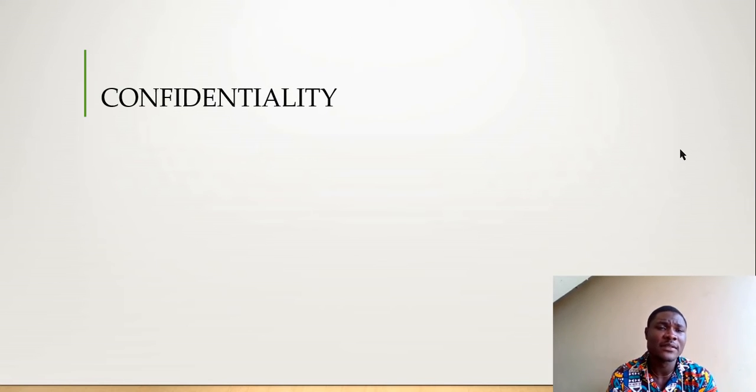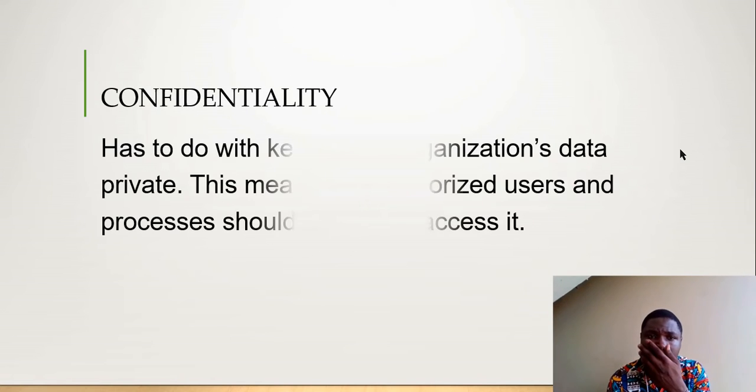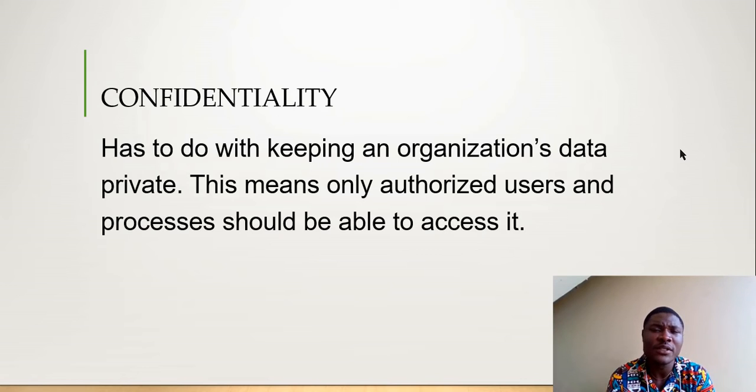Now, let's have a look at confidentiality. Confidentiality has to do with keeping an organization's data private. This means only authorized users and processes should be able to access it.